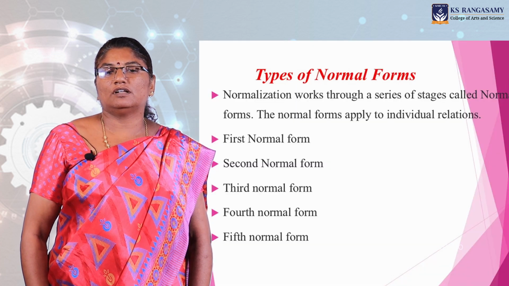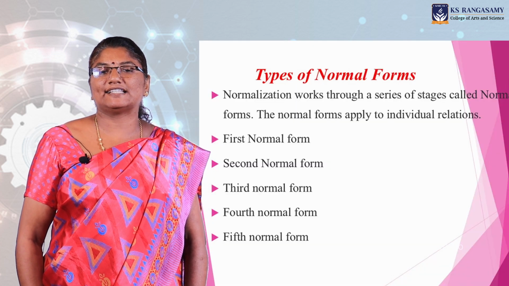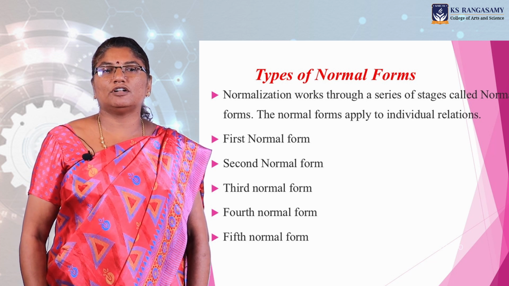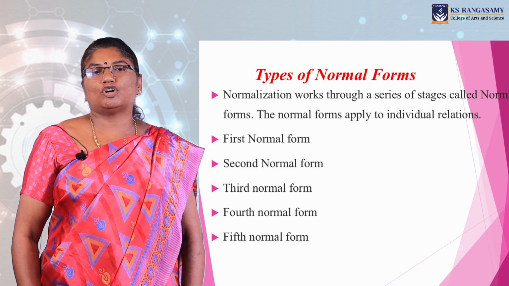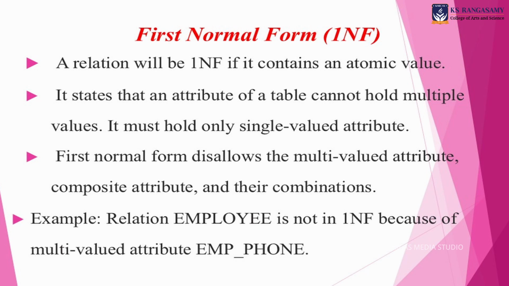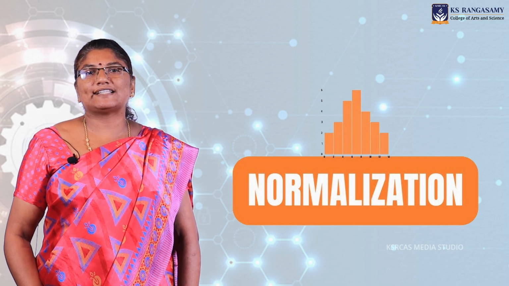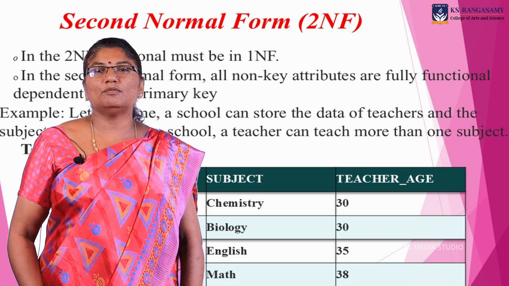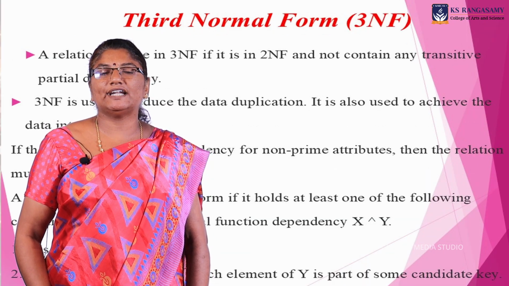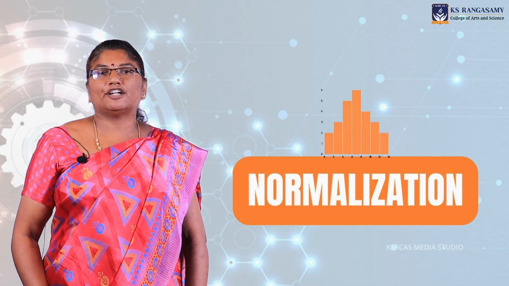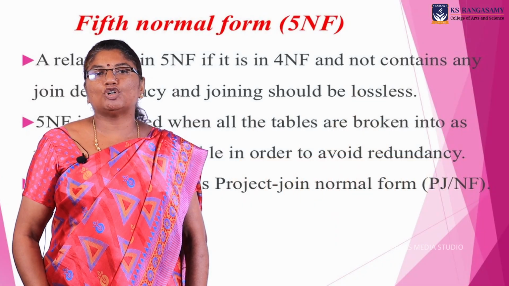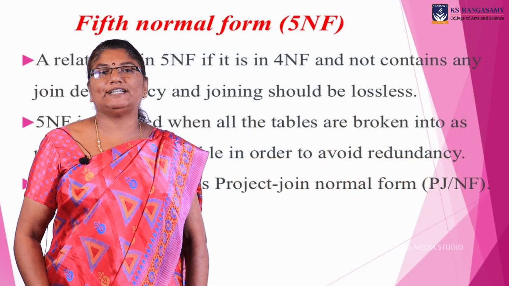Next we are going to see the types of normal forms. In normal forms, you have a series of stages called normal forms. There are 5 types: first normal form, second normal form, third normal form, fourth normal form, and fifth normal form. In the first normal form, you have to eliminate repeating groups. In the second normal form, you have to eliminate partial functional dependency. In the third normal form, you have to eliminate transitive dependency, in the fourth normal form you have to eliminate multi-value dependency, and in the fifth normal form you have to eliminate join dependency.